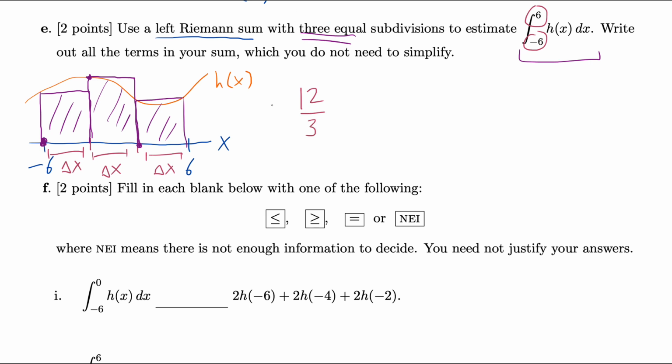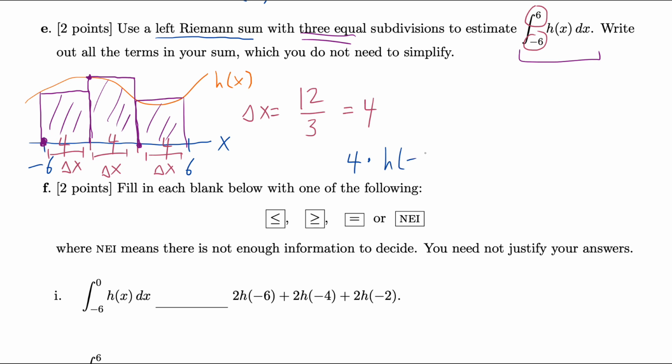So each delta x is going to be 12 over 3, or 4. So we know the width of each one of these is 4. So now what about the height? Well, let's look at the first rectangle. We know the width is 4. For the height, we plugged in the left-hand point, so we plugged in -6 into the function.